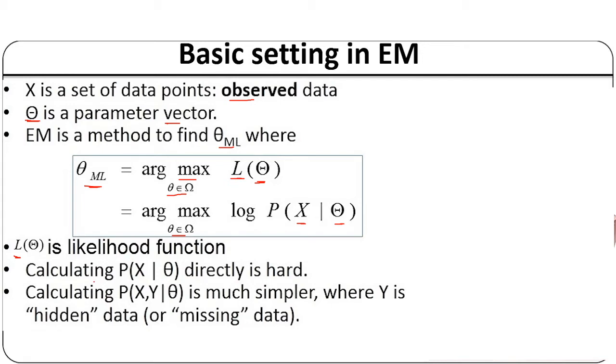Now here, the probability of X given theta is directly hard. Instead, we are going to use an alternate method, in which we find the probability of capital X comma capital Y given theta. This is very simple, where Y is the hidden data, the missing data. First we find the probability of the hidden values, and then we utilize it to find the direct probability.